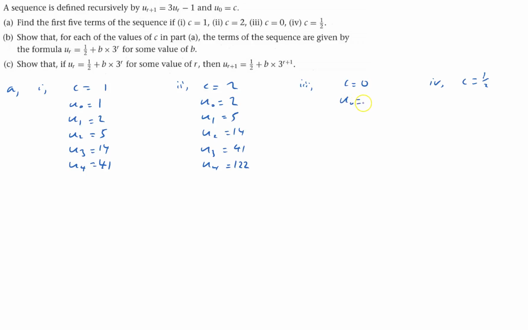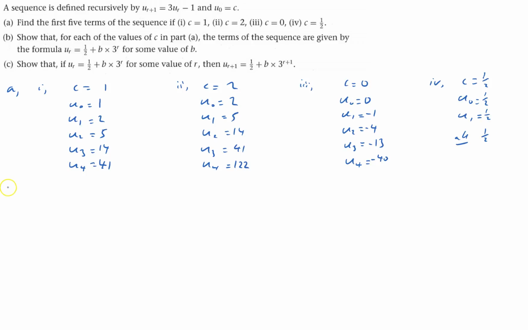Here U0 equals 0, U1 equals nothing, take away 1 is minus 1, U2, negative 1 times 3 is negative 3, take away 1, minus 4, U3 is minus 13, and U4 is minus 40. And finally, U0 is a half, U1 is 3 halves, it's 1.5, take away 1 is a half, or they'll all be a half, all a half.